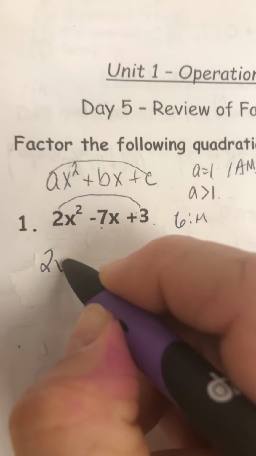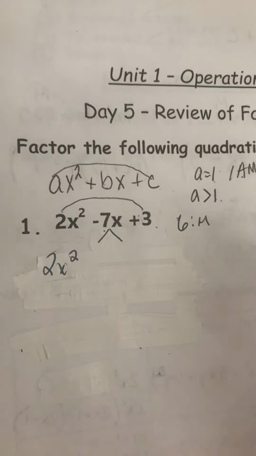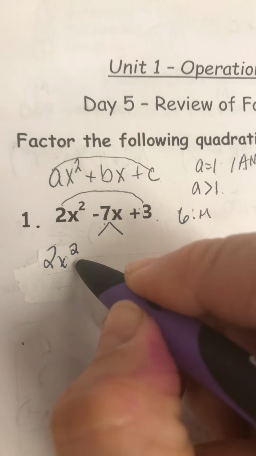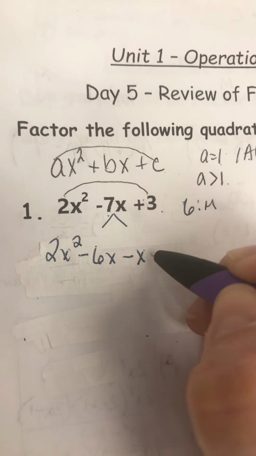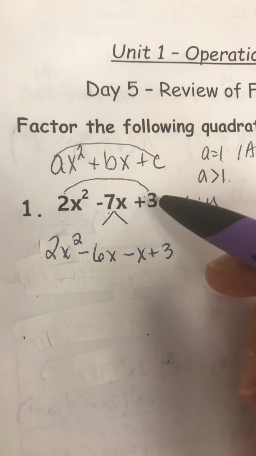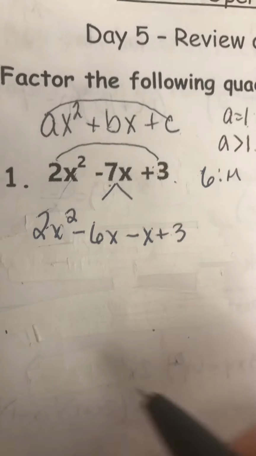So I have 2x squared. The two numbers, it's also called split the middle. The two numbers this will split to would be a -6x and a -1x, or a -x, and then bring down the +3. So the last and the first stay the same. The middle one is what splits.